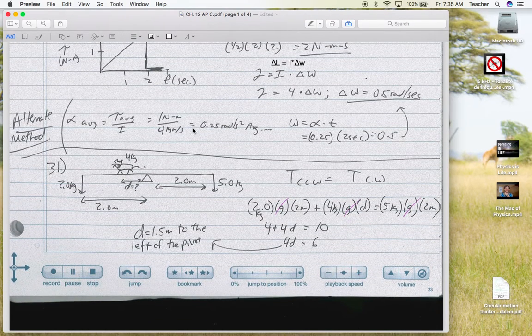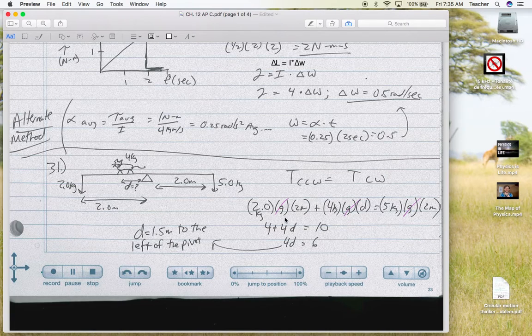31 was a torque problem with a cat. Okay, so you've got 2 kilograms acting at the left end, 5 kilograms at the right end of the seesaw. Each side is 2 meters from the fulcrum. You've got a cat going off to the left side. We don't know what distance. Its mass is 4 kilograms. We're trying to figure out how far it would be to get things in equilibrium.